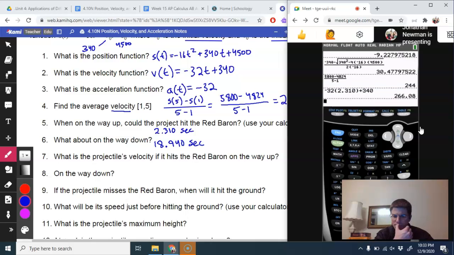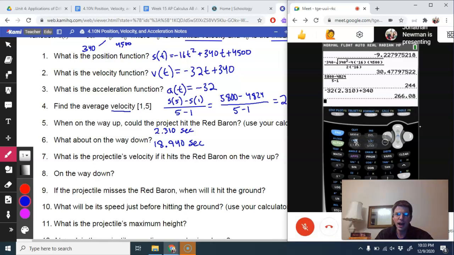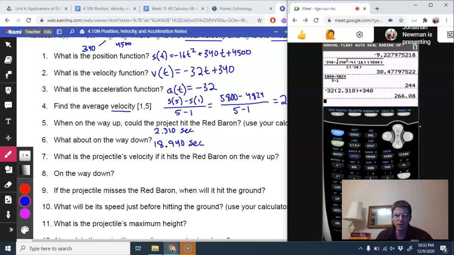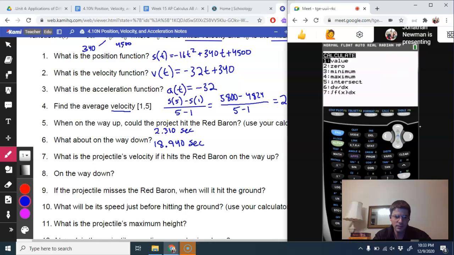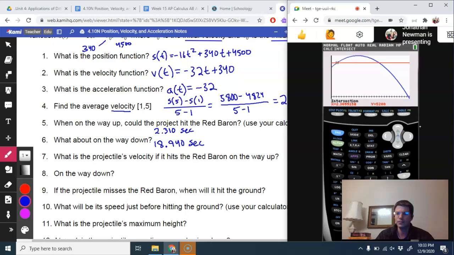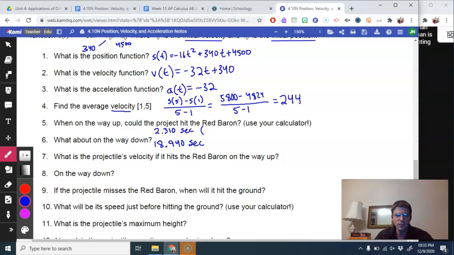And we get 266.08. Now something worries me here. You guys see how we don't have 3 decimal places? I didn't use all the possible decimal places. And so what I would like to do is go back to trace and find that intersection again. First curve, second curve. That's 2.3099158. Okay. Let's write that down in parentheses here.